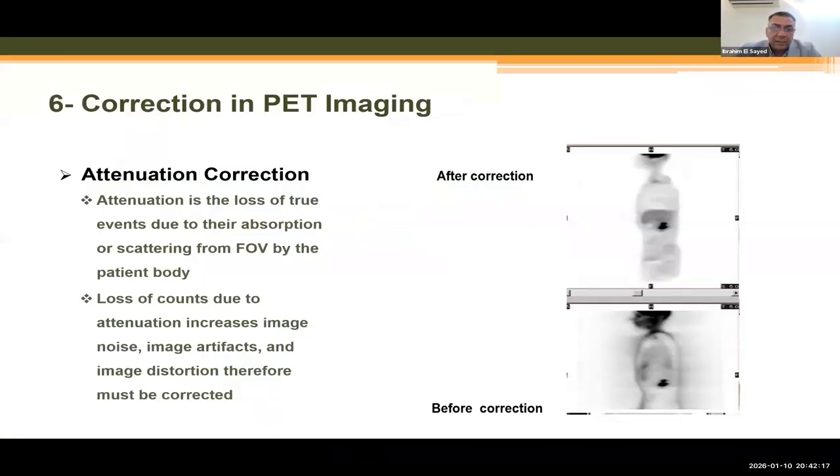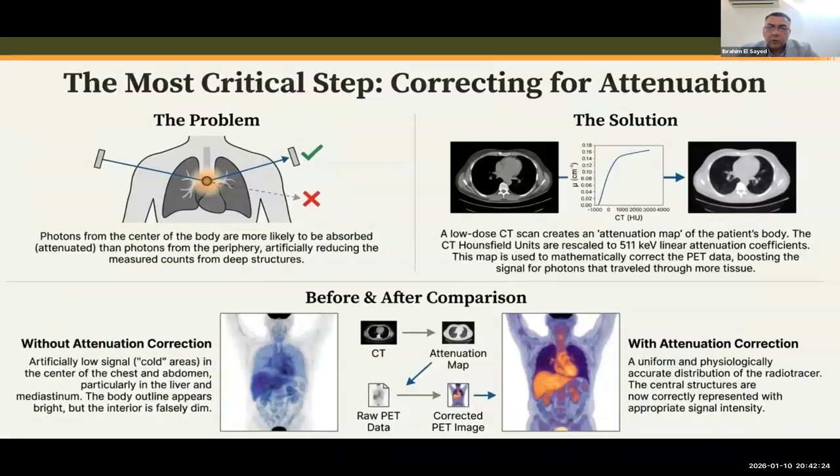And it has several characteristics, and it has also two different ways to correct for. Why is it essential? All of us know that 70 to 80% of the annihilation photons are attenuated. Attenuated from where? From the patient's body and from the surroundings, if there is a table or the detector material. The attenuation is not uniform since the central rays pass through more tissue than the peripheral rays. So without correction, the center of the image will be cold.